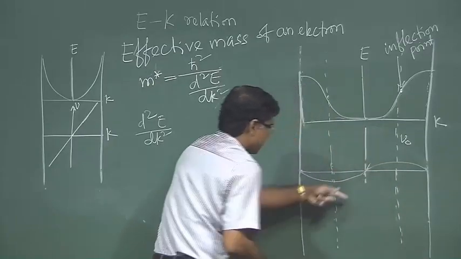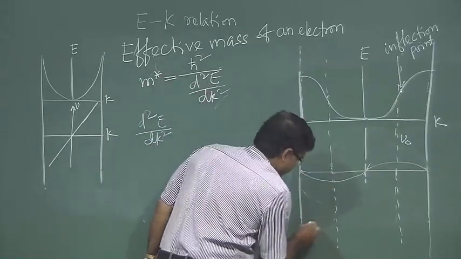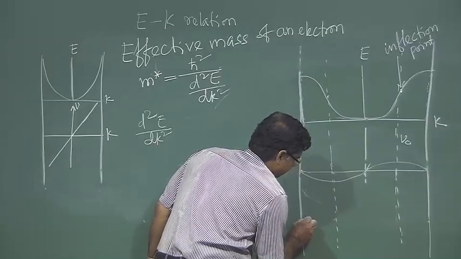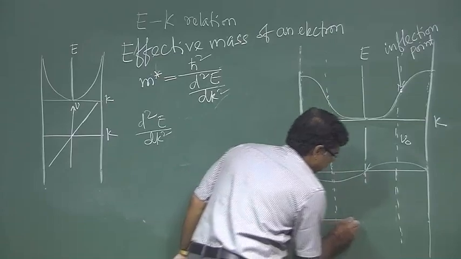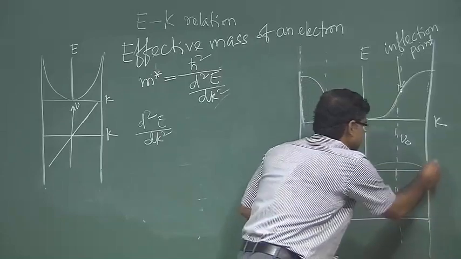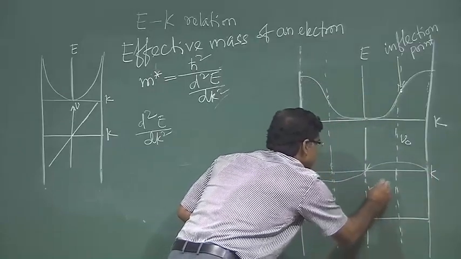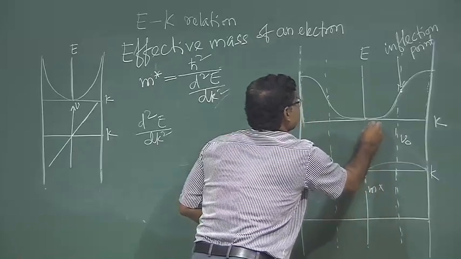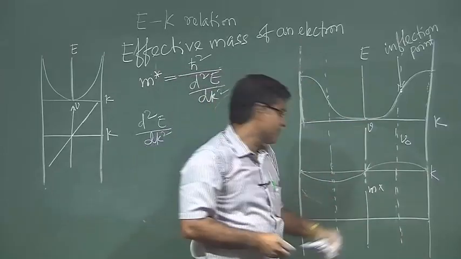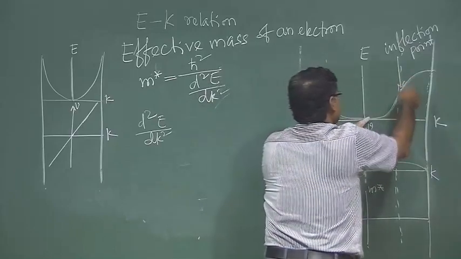So, for mass, if I draw, this is the k axis, right, and mass I am changing this way. This is the effective mass, this is the velocity, right, this is the energy, and in this case what will happen? This is the curvature, right.